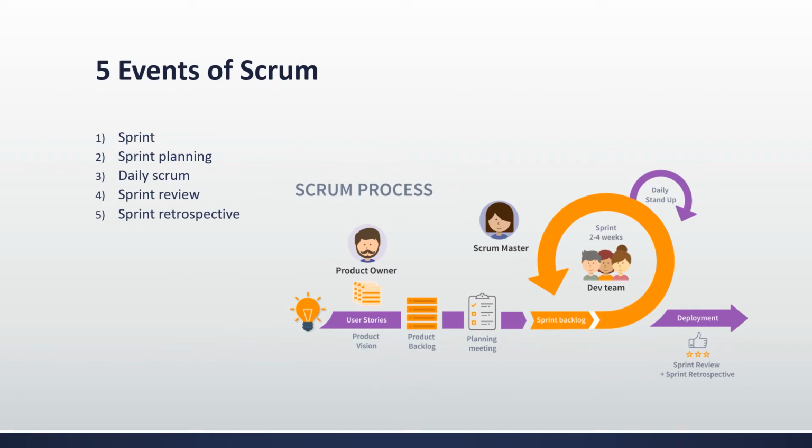Now, there are 5 events of Scrum. There's a sprint, sprint planning, daily Scrum, sprint review, and sprint retrospective. You can see the diagram here of how they all flow together.